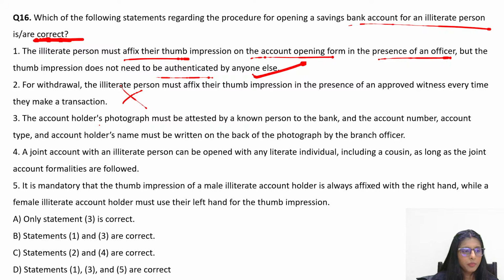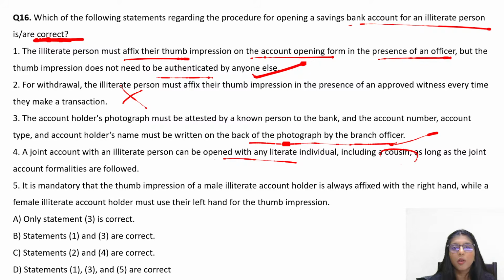The account holder's photograph must be attested by a person known to the bank, and the account number, the account type, and the account holder's name must be written on the back of the photograph by a branch official. Yes, correct. A joint account with an illiterate person can be opened with a literate individual, including a cousin. No, it doesn't include a cousin. It includes close relatives, which are mother, father, sibling, not the cousin. So it's incorrect.